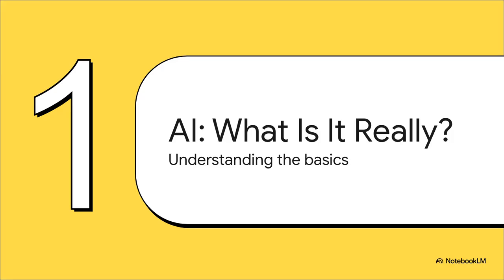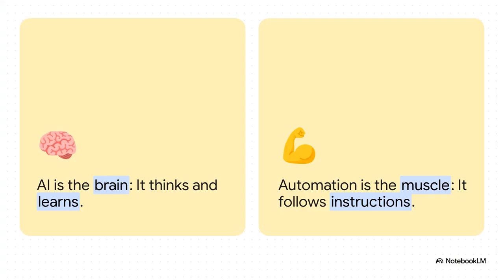Okay, section 1. What is AI really? Before we can start using it, we've got to get past all the sci-fi stuff and understand what we're actually working with. Let's build that solid foundation. First thing to clear up, AI is not the same thing as automation. The easiest way to think about it is this. Automation is the muscle. It's awesome at doing the same repetitive task over and over, like filling out a form. But AI is the brain. It can look at information, learn from it, and then make a decision.